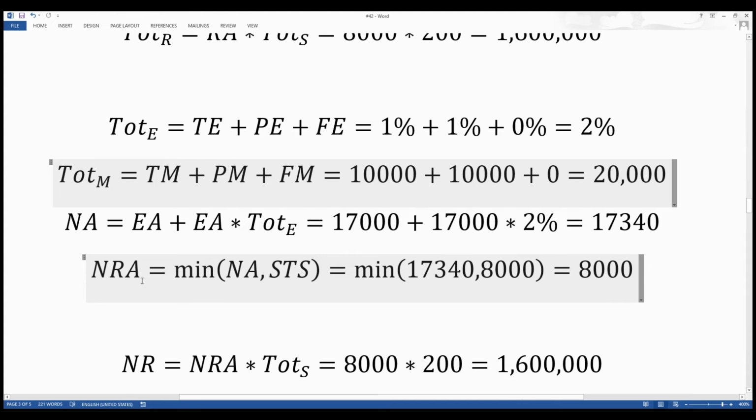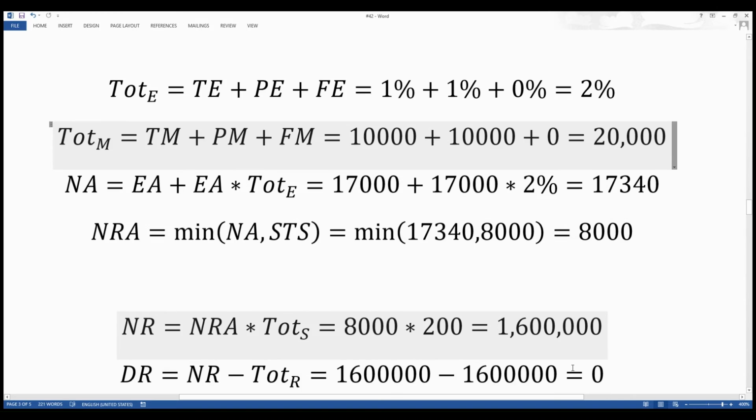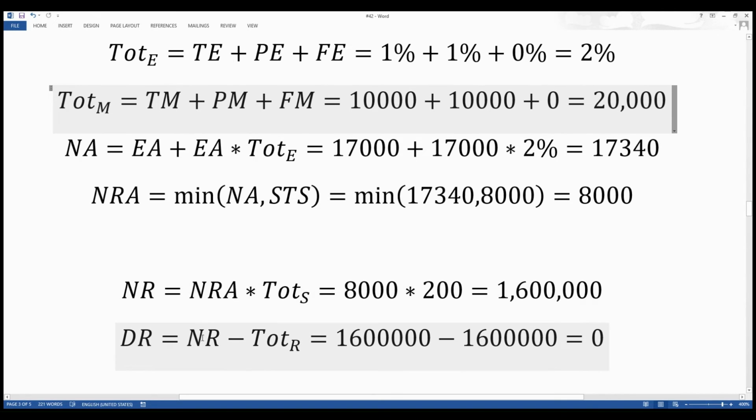Since the new real attendance is the same as before, the total revenue per supporter will also be the same. The new revenue will still be the same, 1,600,000. Okay, no change. Then the difference when we take the new revenue minus the previous revenue will be zero because they were the same.